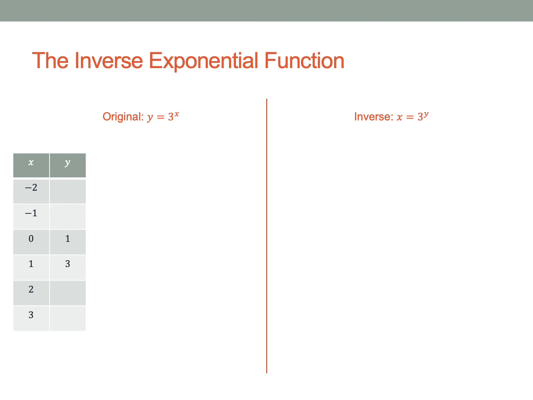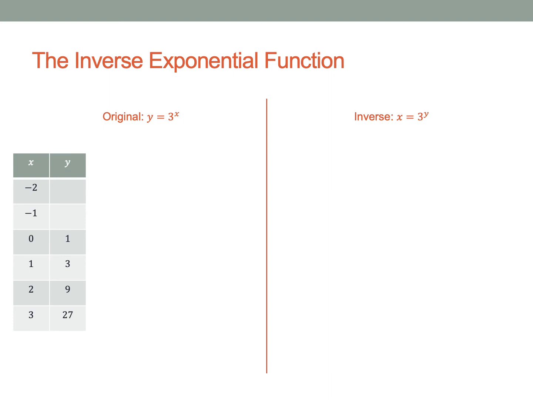And then for 2, we want to do 3 squared. And 3 squared is 9. So now we have another point, (2, 9). And then 3 is 3 cubed, which is 27. So now we have another point, (3, 27).